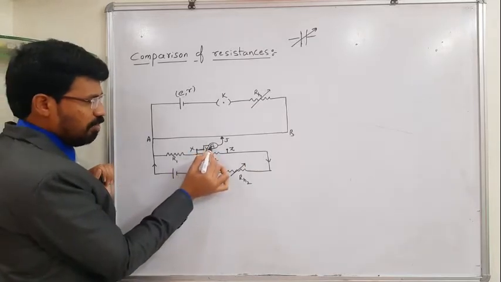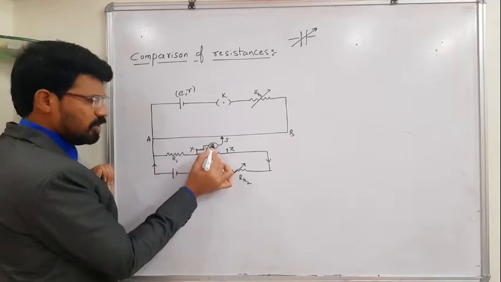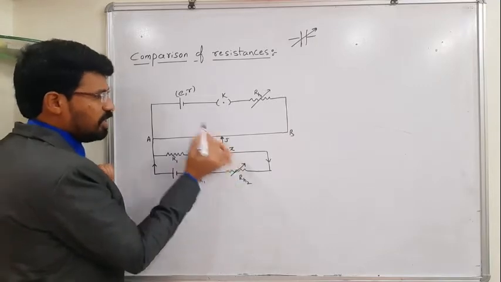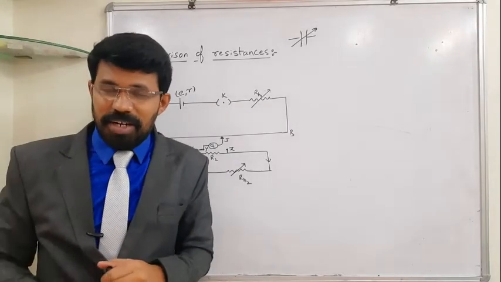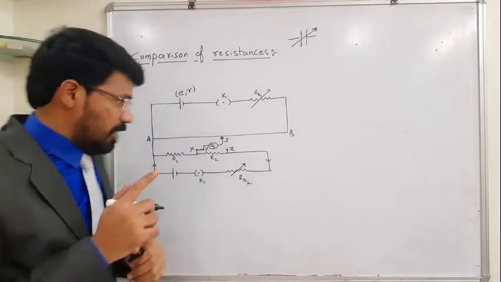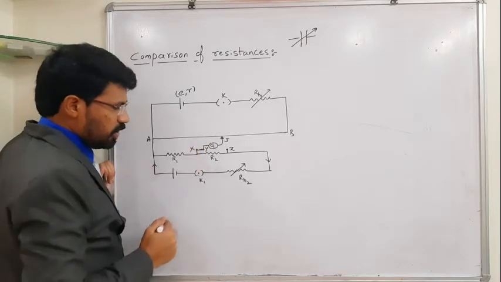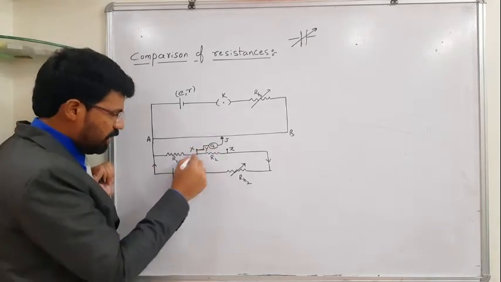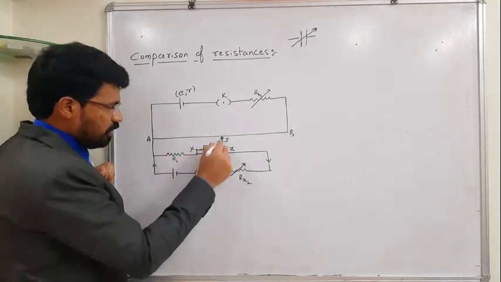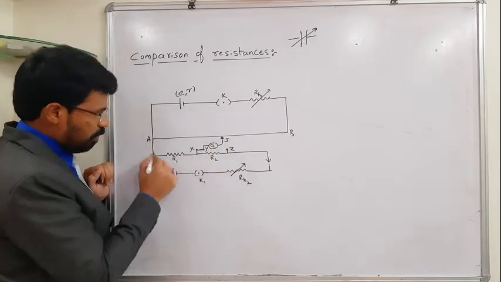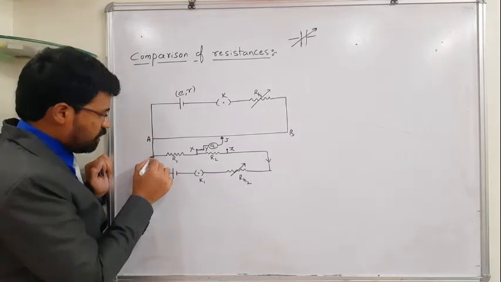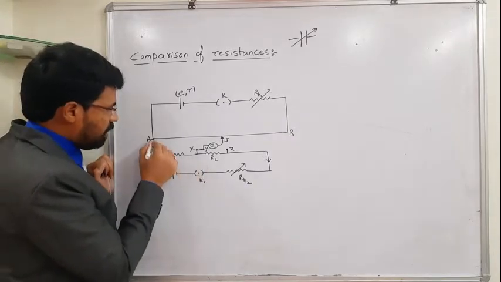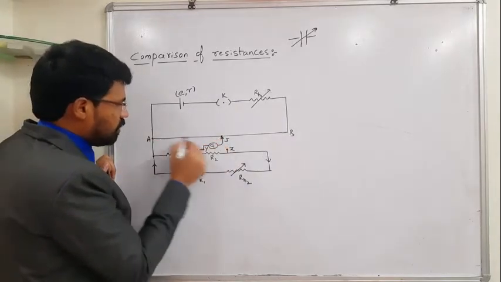If there is a deflection, I will tap here. If there is still deflection, I will tap here. Let us say somewhere here when it was tapped, the galvanometer is showing null deflection. Null deflection in the sense it is pointing 0. The galvanometer is pointing 0. What does it mean? It means there is no current through this part of the circuit. It means the potential difference across this R1 is exactly equal to the potential difference across this length.